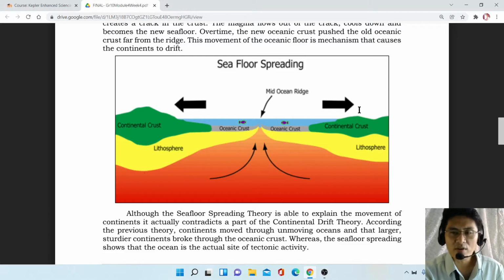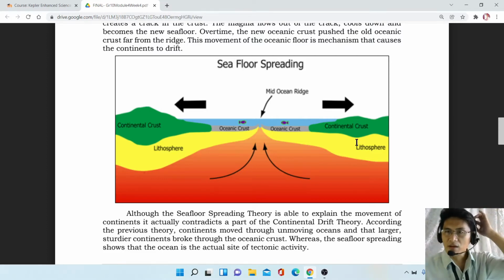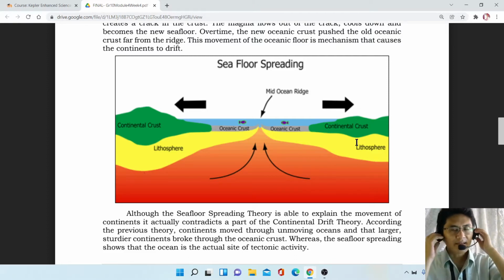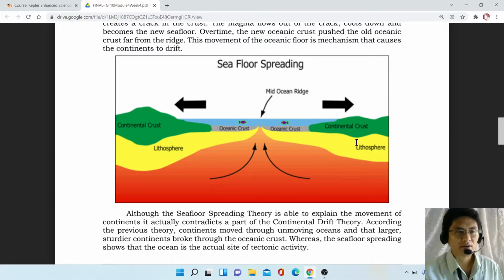Namely, the continents drift because the oceanic floor is connected to the continents. Remember, oceanic floor is basalt, while continental crust is basalt plus granite. So you can think of it as the continental crust is really built on top of the oceanic crust.